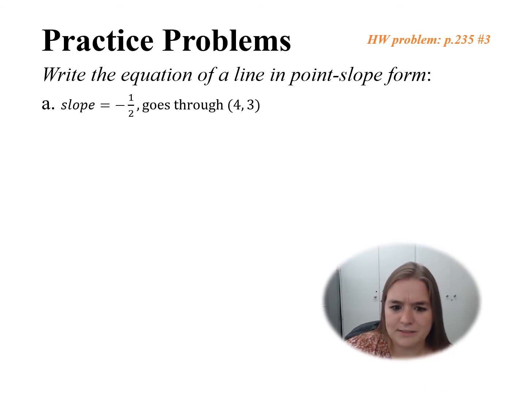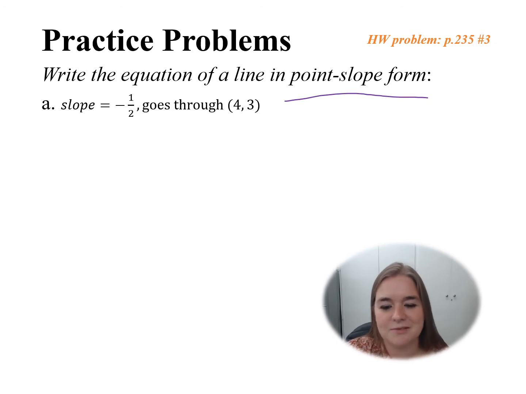So let's practice with this skill here. We're going to write the equation of the line in point-slope form. I'm given the slope and a point, just like I was given key information in lesson 4.2. But this time I want to write it in point-slope form. What we're going to practice today is dealing with the three different forms of equations.